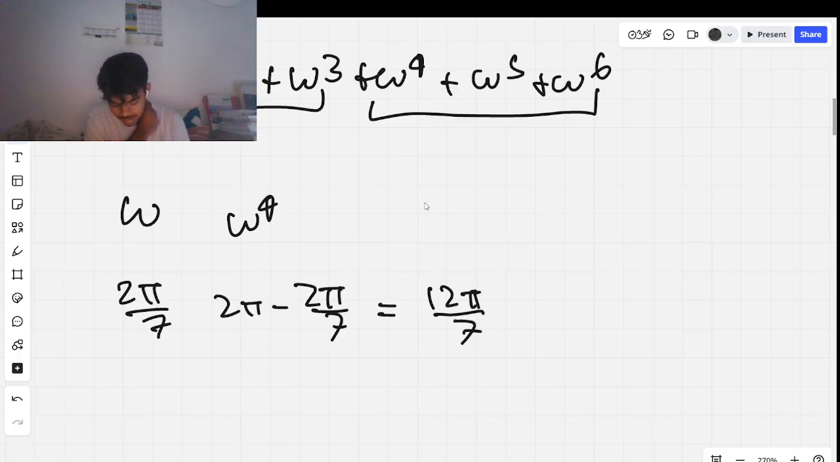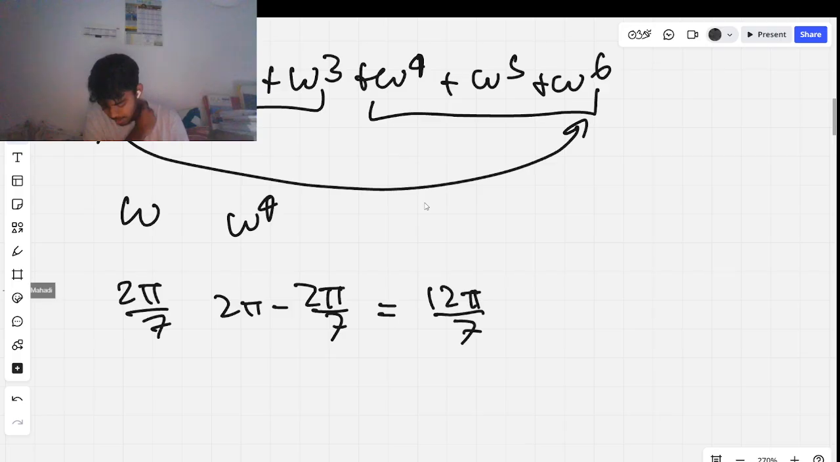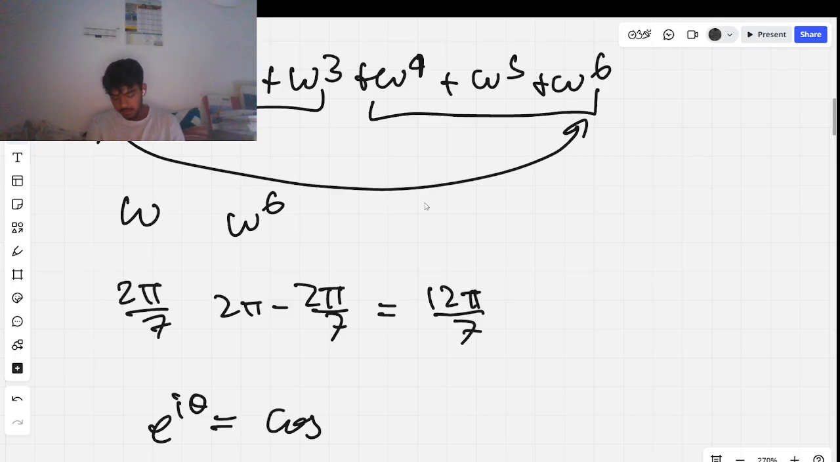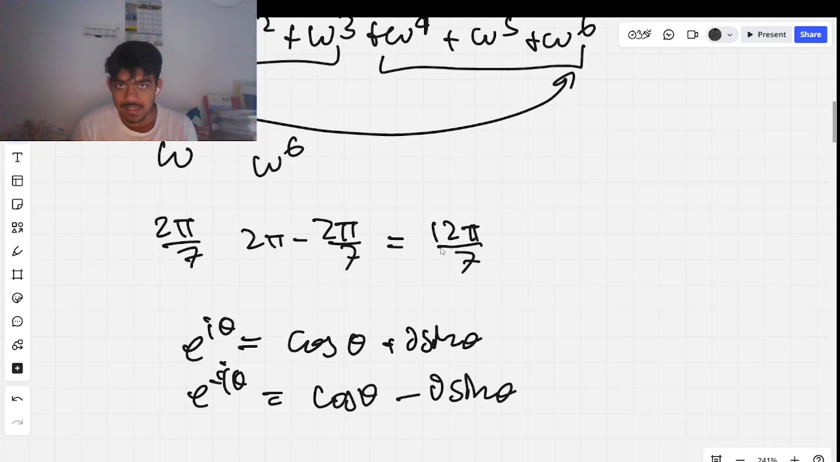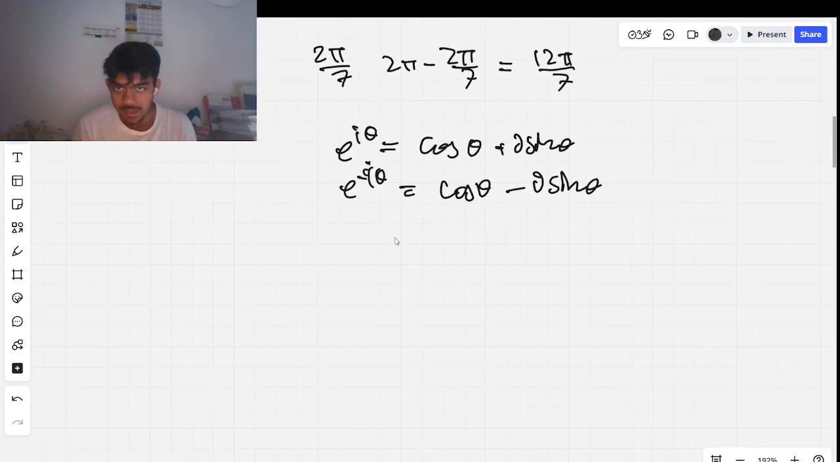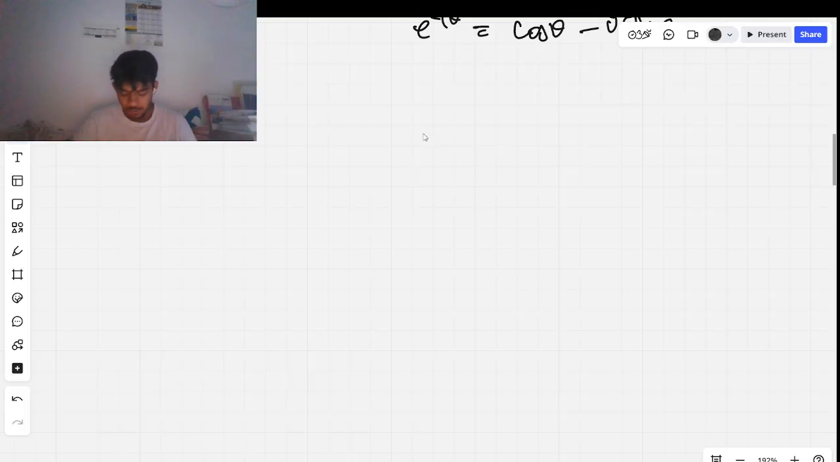Or actually, this is the conjugate of that. So my omega to the 6 is 12 pi over 7. So when I write this, cos theta plus i sine theta, the conjugate of this is cos theta minus i sine theta. Notice how my real part isn't affected. So, piecing together all this information.